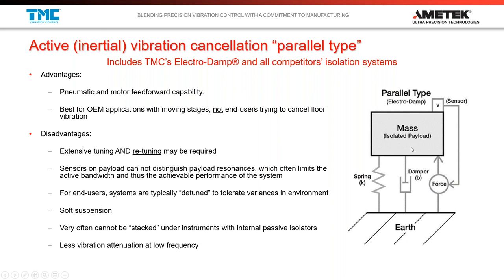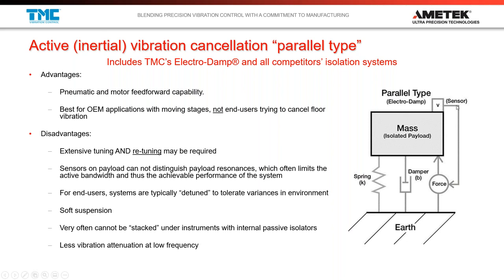And a parallel type system simply consists of a mass. We'll consider this your isolated payload. This might be a platform top for a pedestal in a facility, or more often it would be a granite table which holds the moving stage inside an instrument like a CD SEM or a mask inspection tool or something like that, or an AFM. And on your isolated payload, this is where you have your sensor.